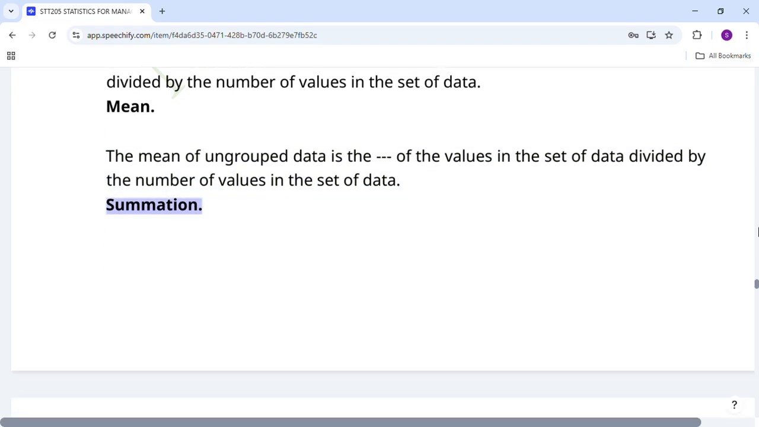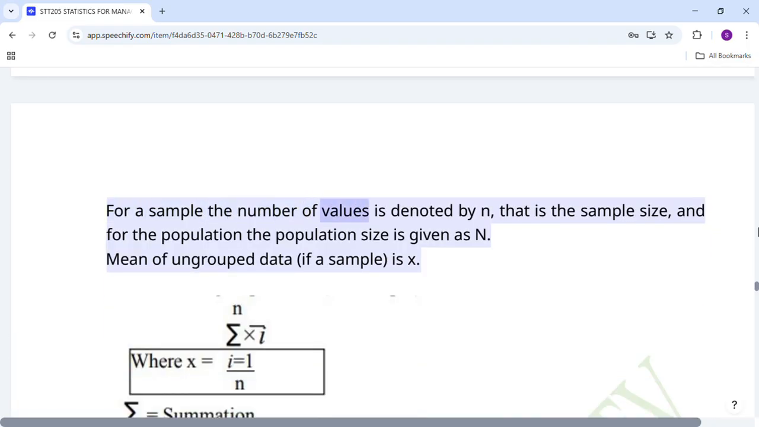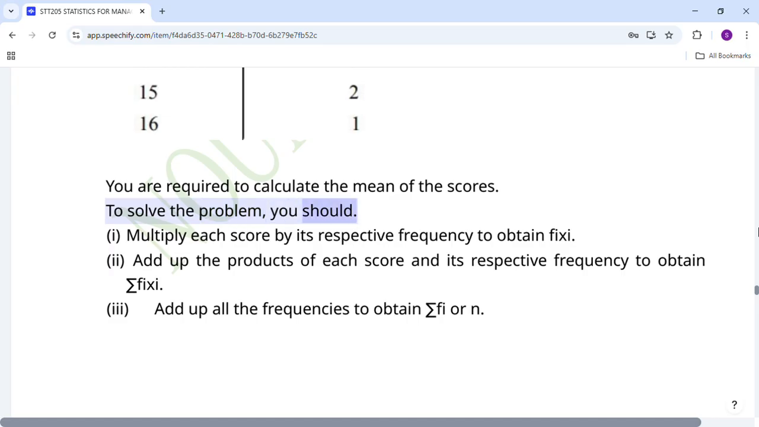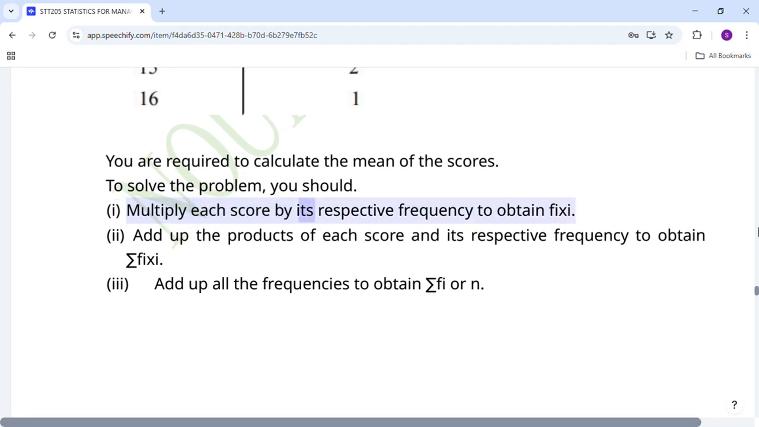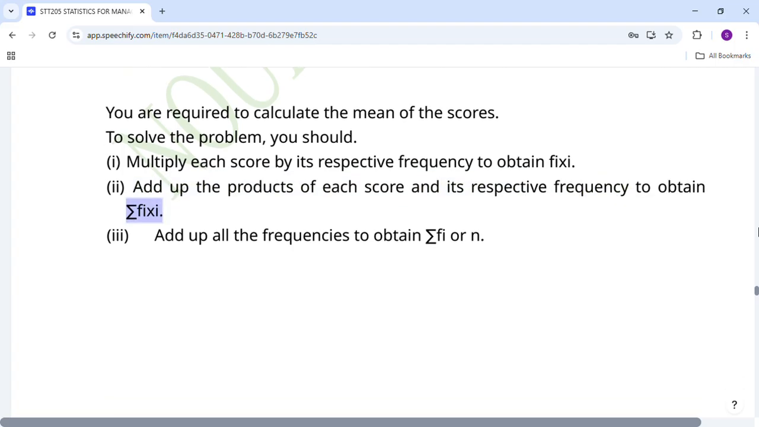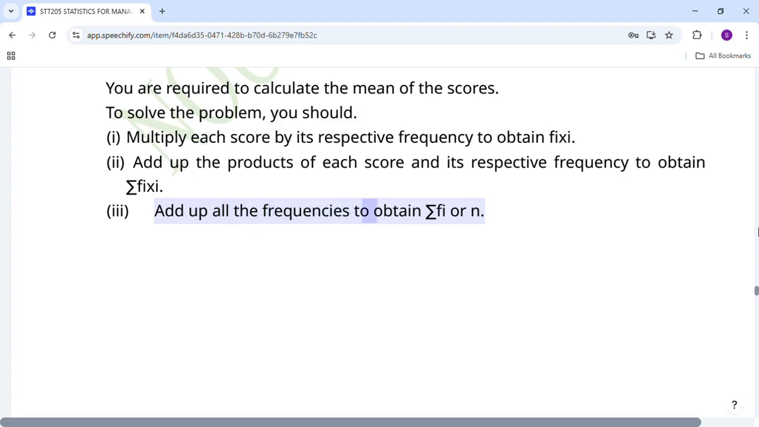Summation. For a sample the number of values is denoted by n, that is the sample size, and for the population the size is given as N. Mean of ungrouped data, if a sample, is x̄. You are required to calculate the mean of the scores. To solve the problem, you should: 1. Multiply each score by its respective frequency to obtain fixi. 2. Add up the products of each score and its respective frequency to obtain sigma fixi. 3. Add up all the frequencies to obtain sigma fi or n.